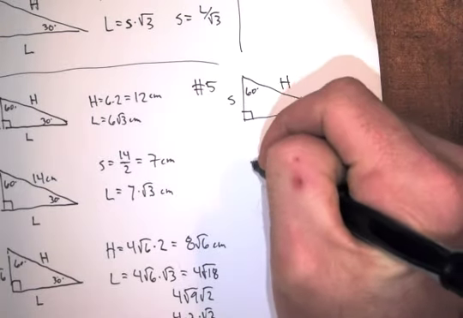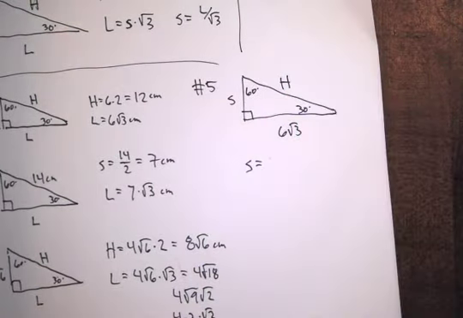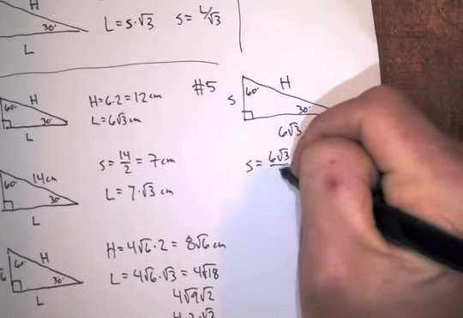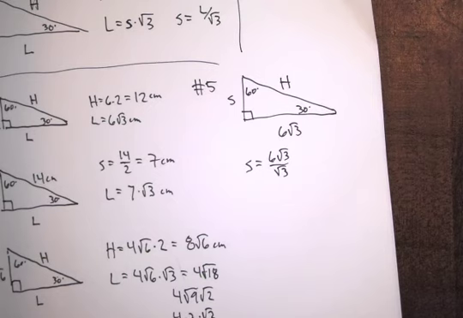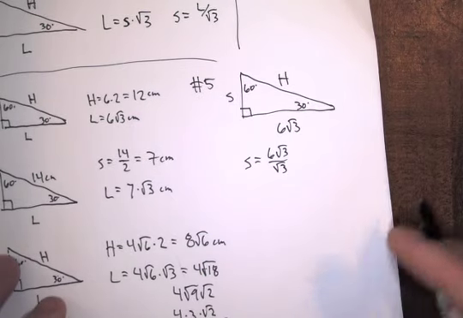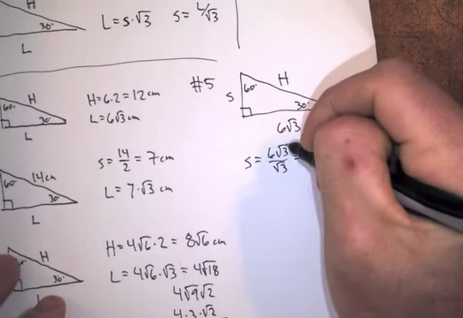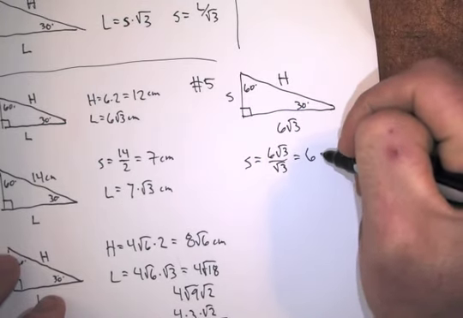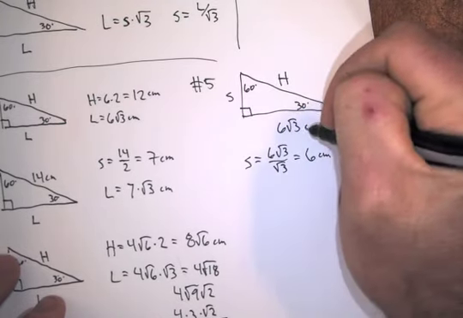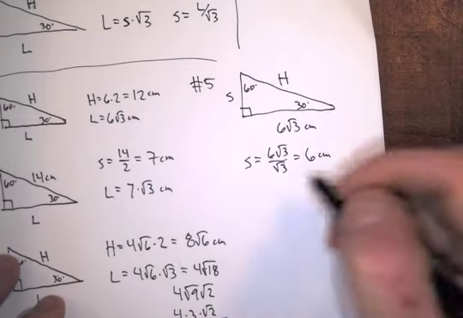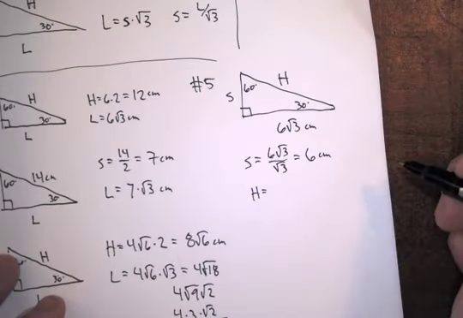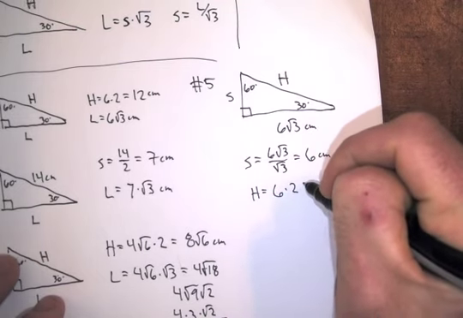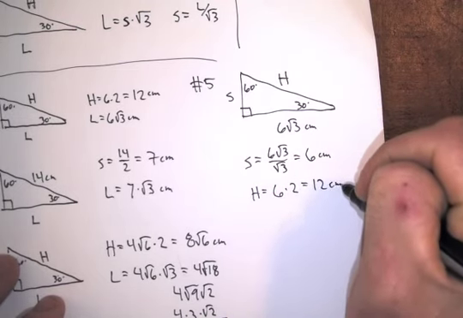Okay, so I'm going to say S equals, I'm going to take my long leg, 6 square root of 3, and divide by square root of 3. Well, those actually just cancel out, and you're just left with 6 centimeters. To find H is your S, which is your 6, times 2. So that's easy. That's just 12.